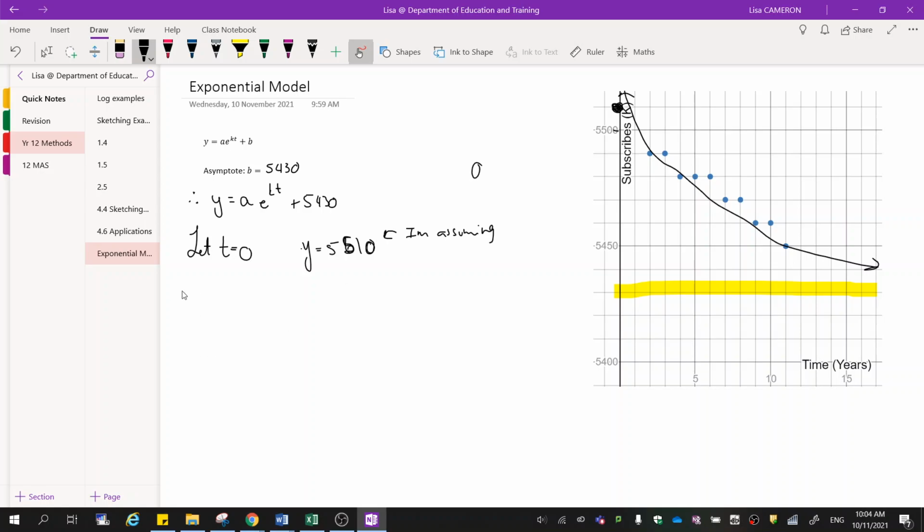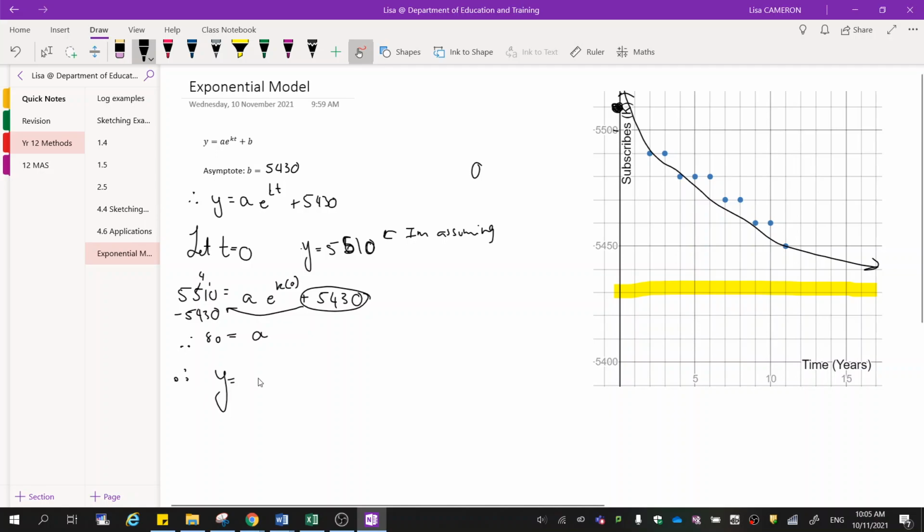Okay, so substitute this information in. Anything to the power of 0 is always 1, so this term is going to cancel out to be 1. Next I'm going to take this to the other side by subtracting 5,430. That's going to leave me with 80 equals A, and this term cancels out to be 1. So therefore, A is equal to 80. So my model is currently looking like this.